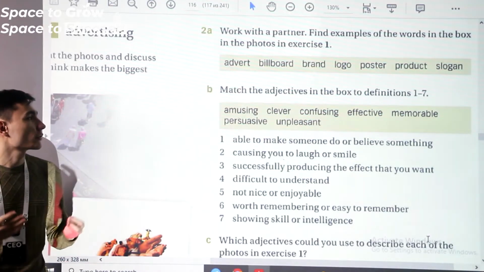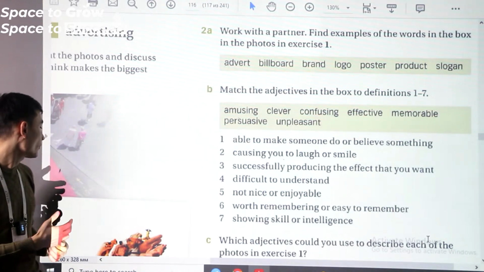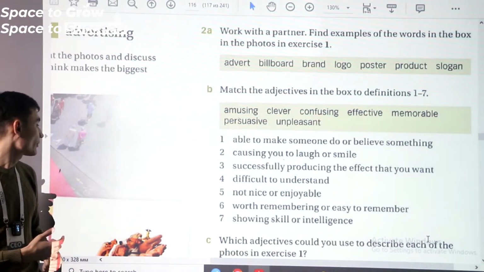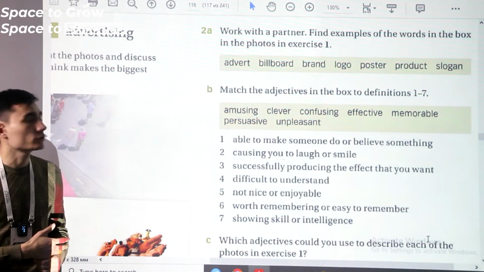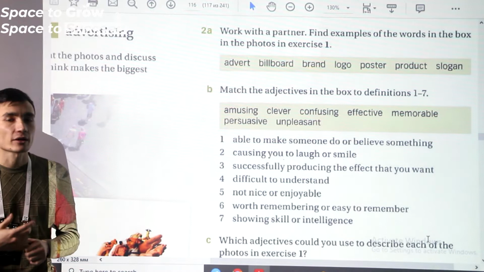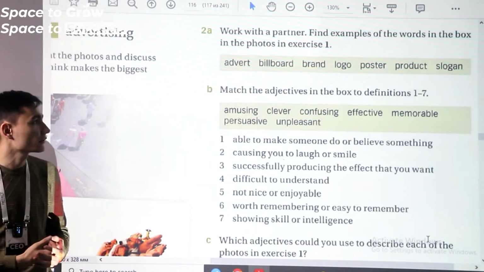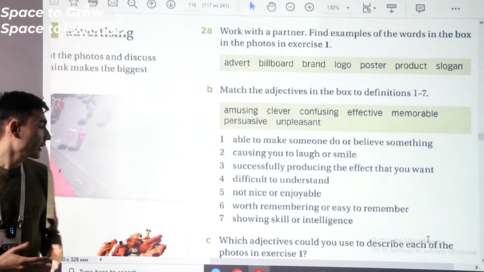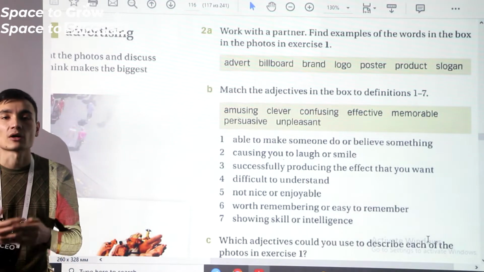And as you see, let's look at the possible examples. As you see, you have all the adverts. All of them are some kind of advert, and there's a billboard in the last photo. These are all brands, for example, McDonald's, and there is a McDonald's logo also. And there's a product, which is water. And in the photo at the bottom, we have a slogan about football.